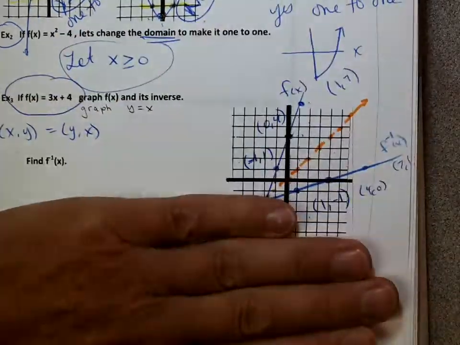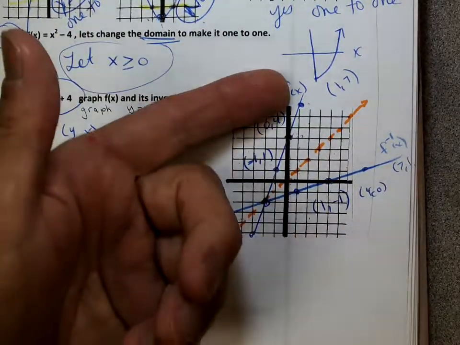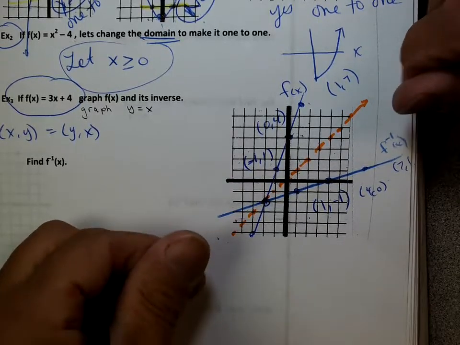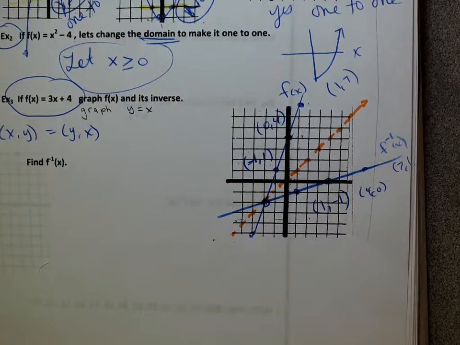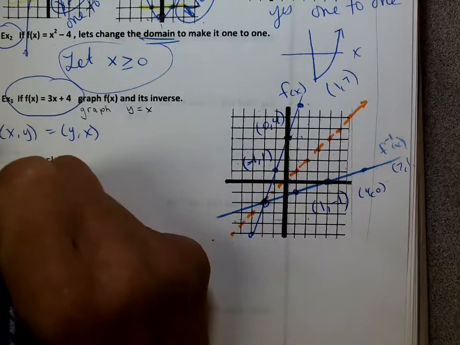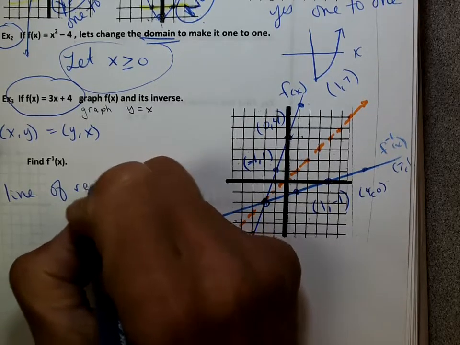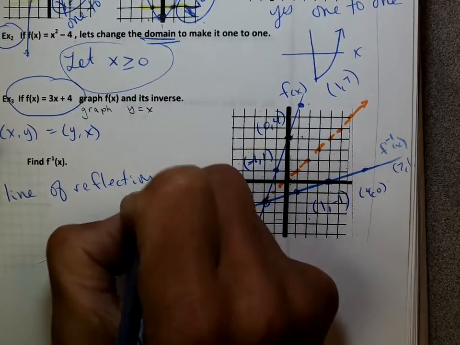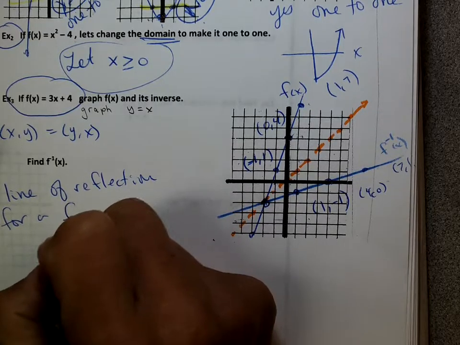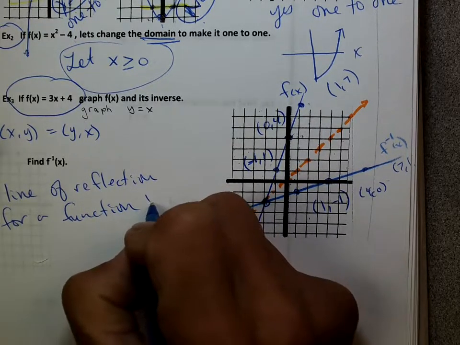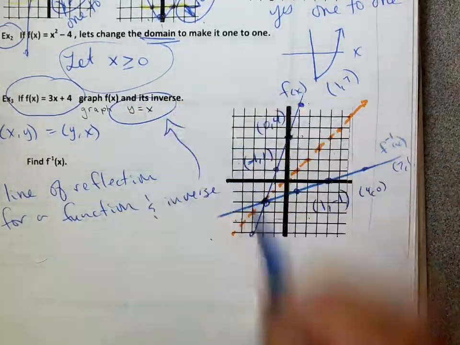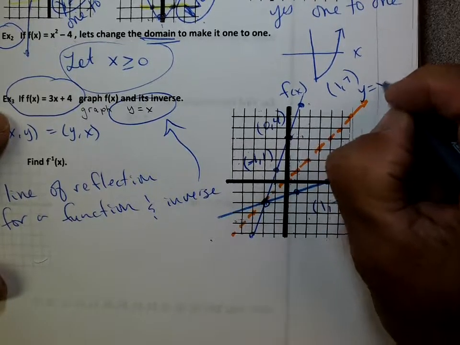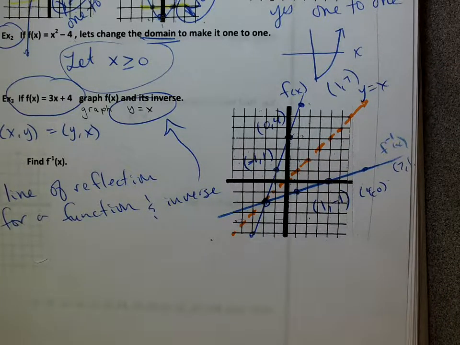Can you see how this graph, if I were to take a barbecue skewer and just rotate it, this line would flip onto this line, wouldn't it? So the line of reflection for a function and its inverse happens to be the line y equals x, because that's what that line is. Every time you flip over that line, it's a function and its inverse, okay?